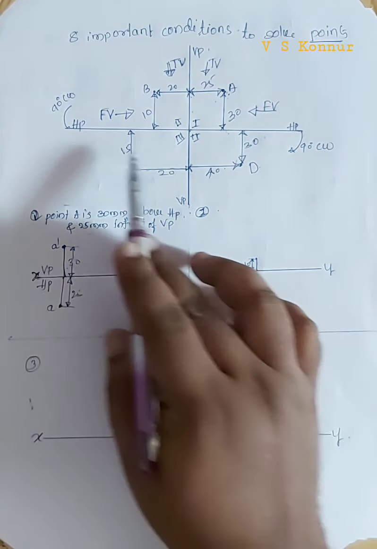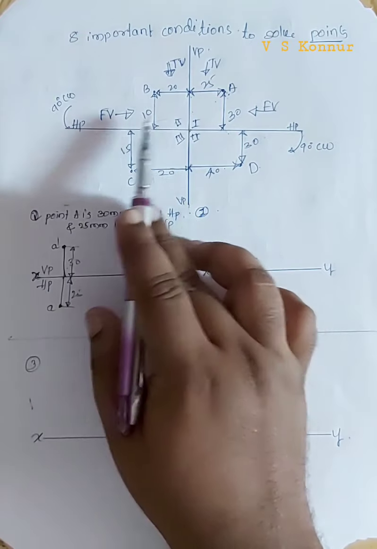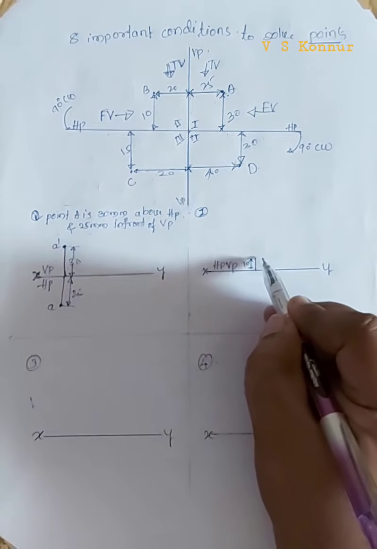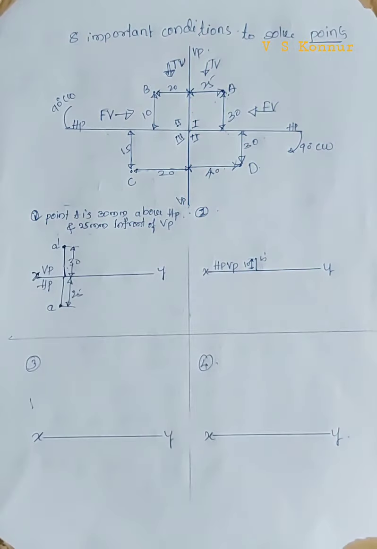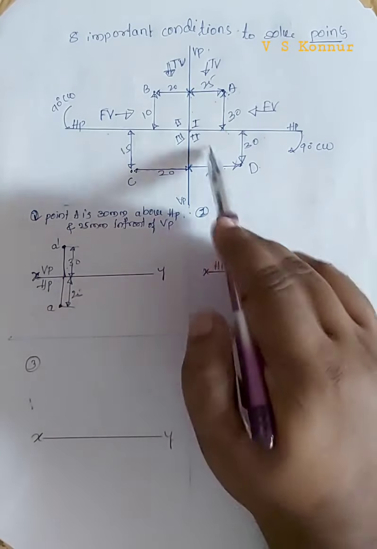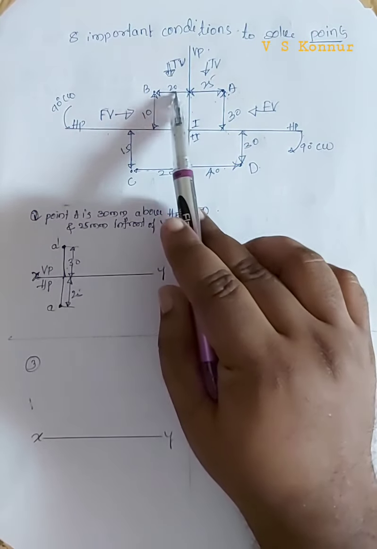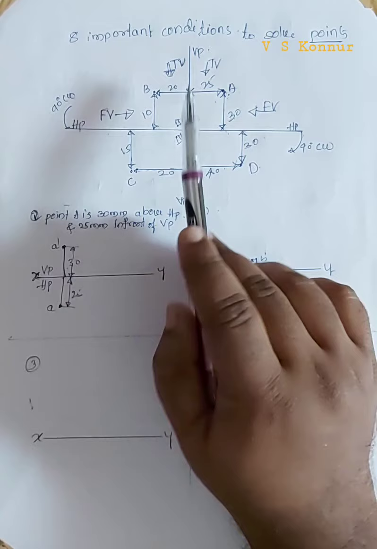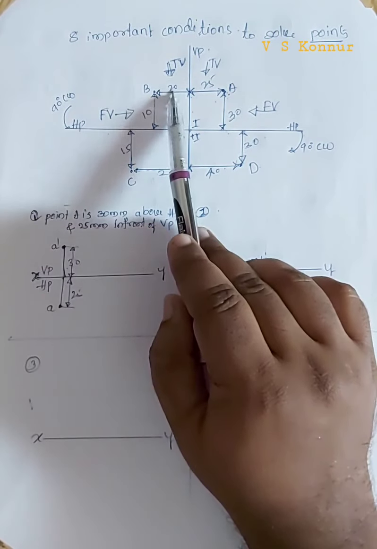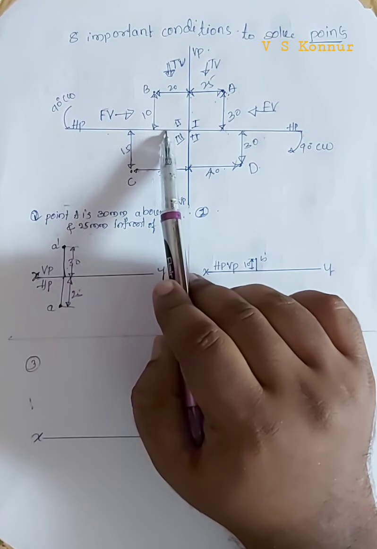And this is a front view. 10 mm is projecting on VP, and front view is always indicated by a small letter with a dash. Now, when you are viewing from the top side, the 20 mm is projecting on the horizontal plane.